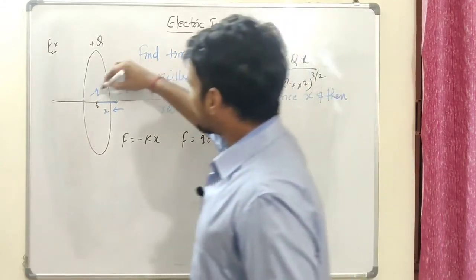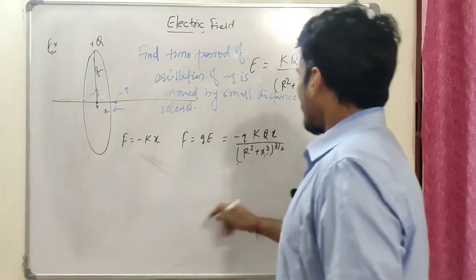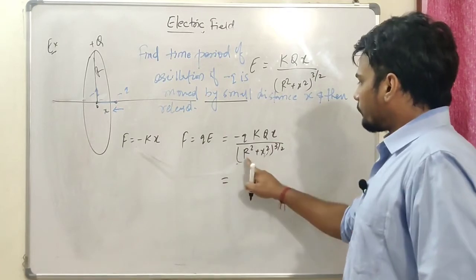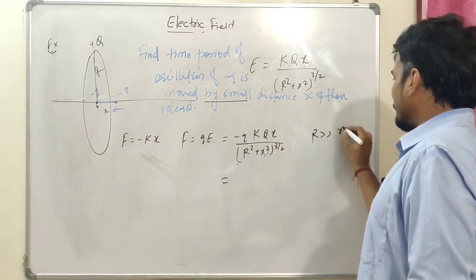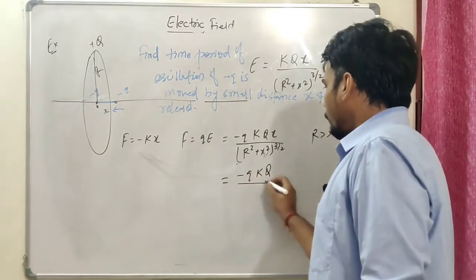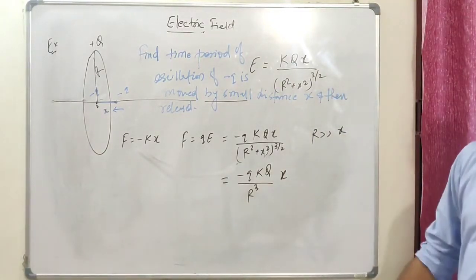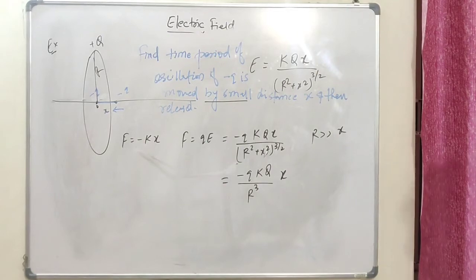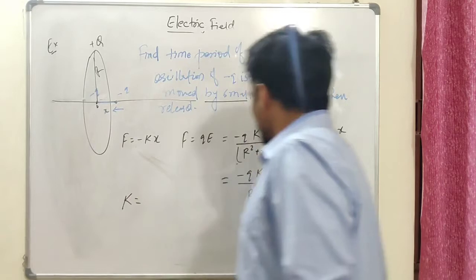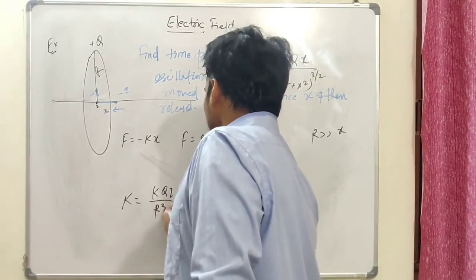Let's say the radius of this circular ring is r. Let me mention that properly over here. What we can see is that this x is very, very small in comparison to r, so I can say r is quite a bit greater than x, right? So I can write this as negative q, k, q over r cube times x, of course. If I compare this with Fx equals minus kx, this k should be kqq by r cube. I got the value of k.